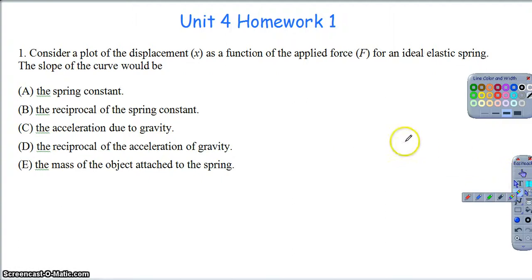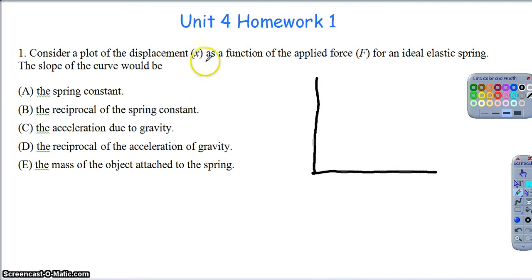Okay, so for part one of homework 4-1 here, hopefully going to move through this fairly quickly. On the multiple choice questions, just make sure you're paying attention to which one is which, right? So consider a plot of the displacement as a function of the applied force. It is actually very important we pay attention to which way that's read.